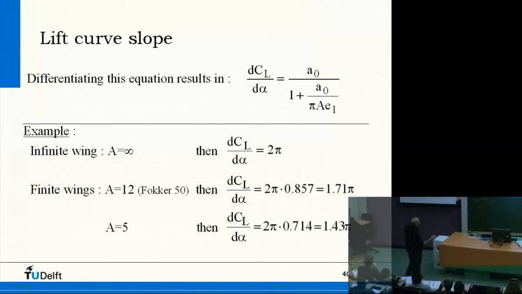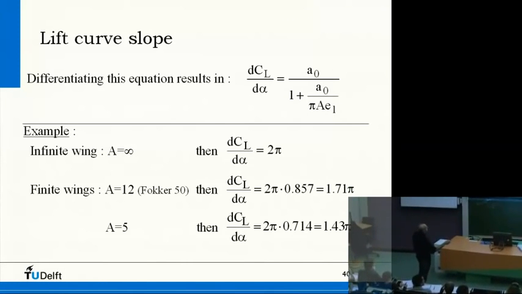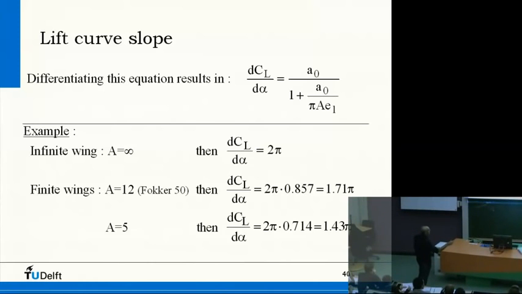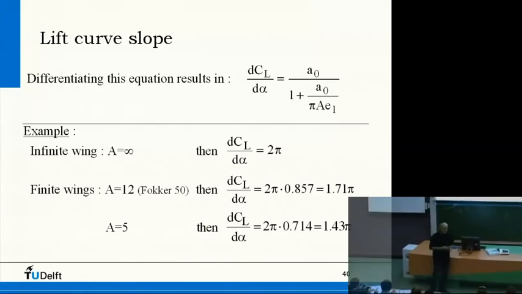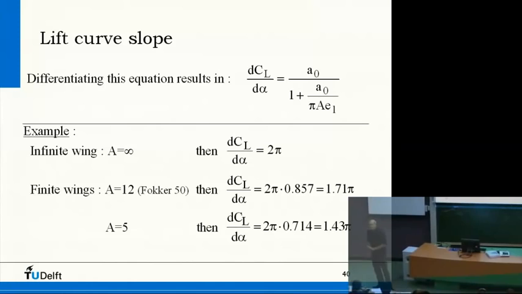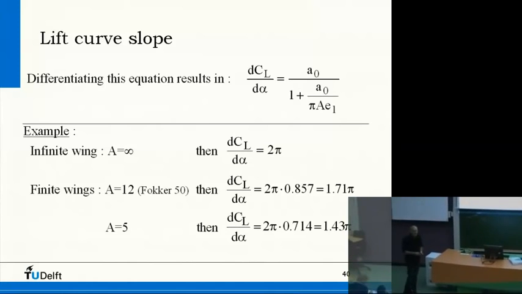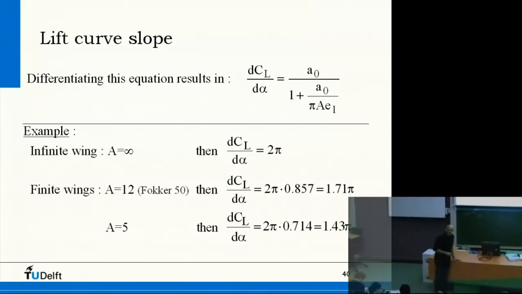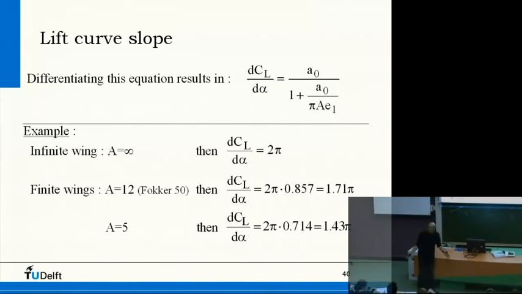And if we go further, we do dCL/dalpha, then we get this. And this is the only thing that you have to know. Forget the derivation. This is what you have to know, because what you see here is the lift curve slope of the wing as a function of the lift curve slope of the airfoil that you put in it, namely A0. Of course, there's an aspect ratio there as well, because all this induced drag depends on the aspect ratio, and on CL, of course, but here is the aspect ratio.